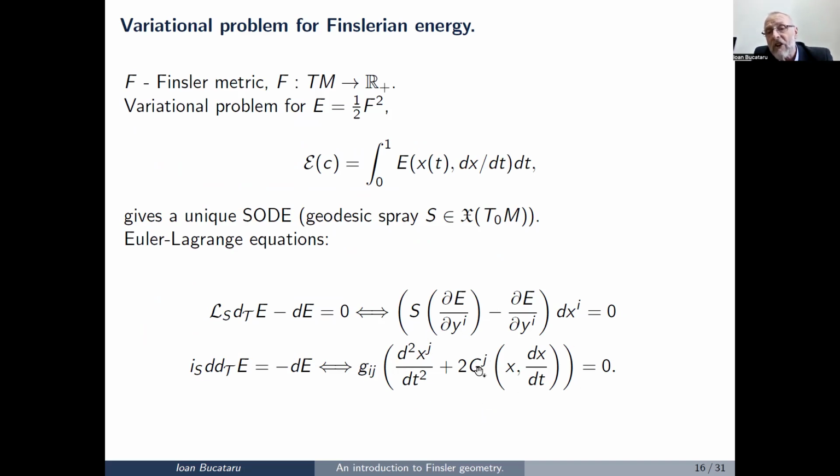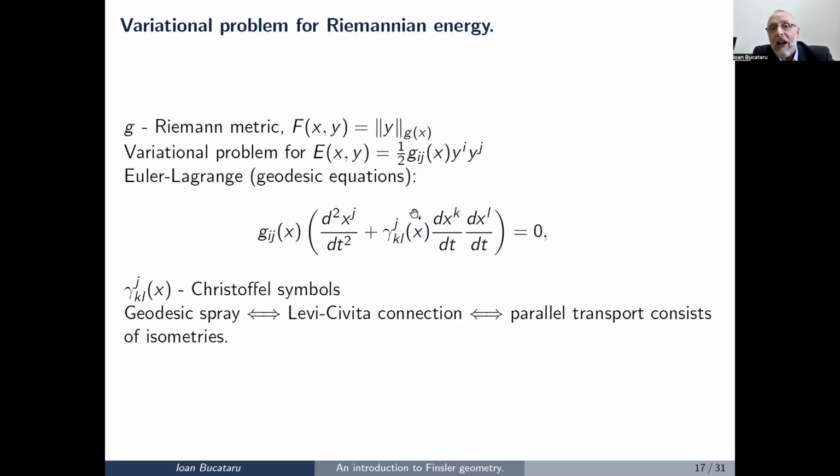This geodesic equation actually gives you the standard geodesic equation. These functions here are quadratic in dx by dt. In the Finslerian case, you lose the quadratic property. Here, you have the quadratic property. So you see, these are geodesic equations. Because this matrix here is invertible, you have this.